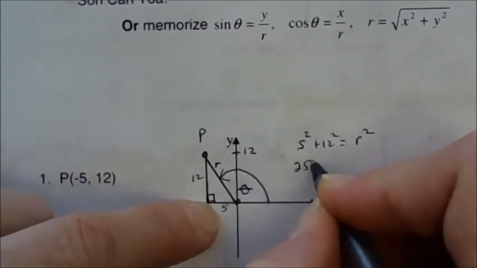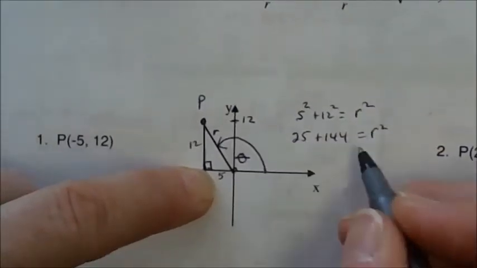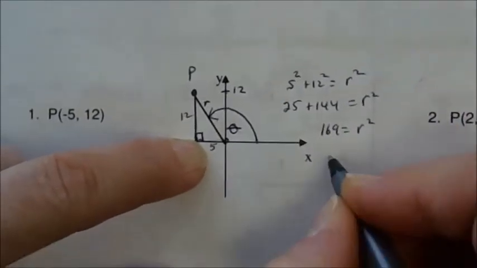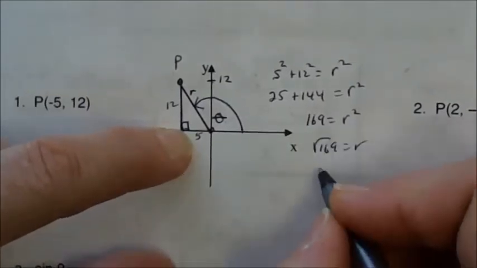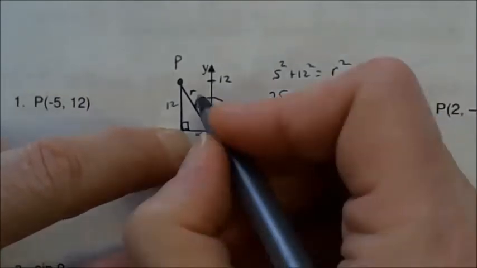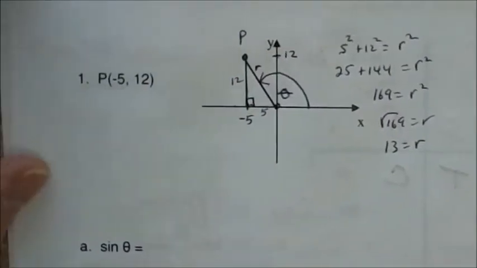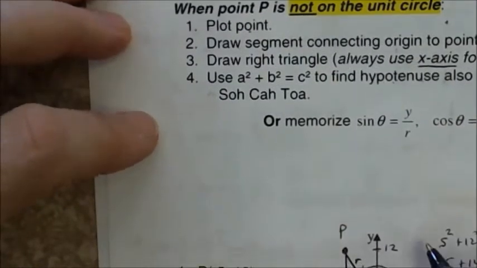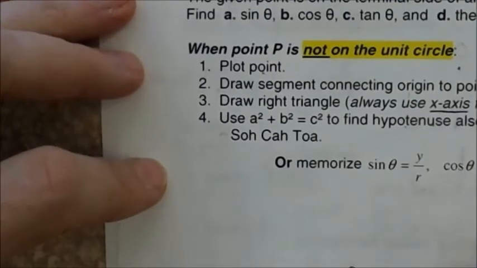5 squared is 25. 12 squared is 144. 25 plus 144, I think, is 169. So r is the square root of 169, and the square root of 169 is 13. So this r value is 13 just by using the Pythagorean theorem. All right, so what we're going to do is find the trig functions of angle theta. Sine is y over r. Cosine is x over r.